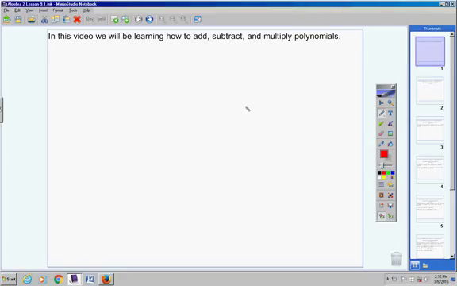Okay, Algebra 2 students, in this video today we're going to be learning how to add, subtract, and multiply polynomials, okay? Add, subtract, and multiply polynomials. To be honest with you, this material is pretty simple. I don't think you'll have any problems with it, and it should be reviewed for the most part.